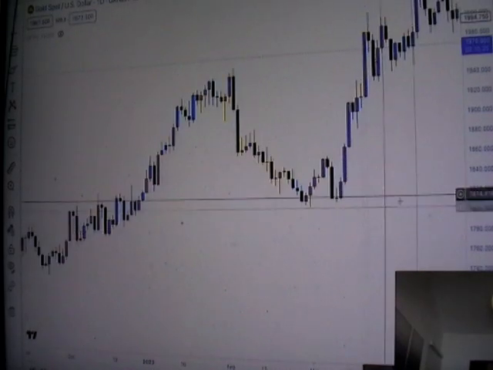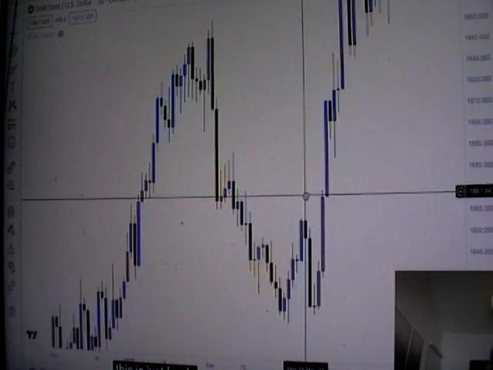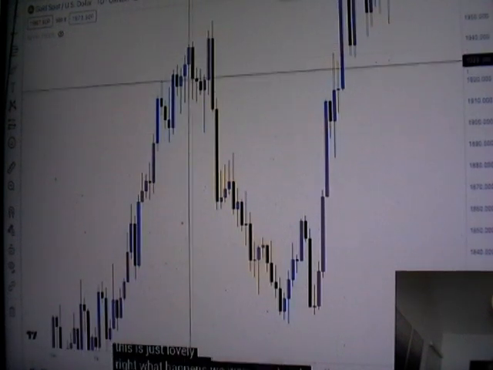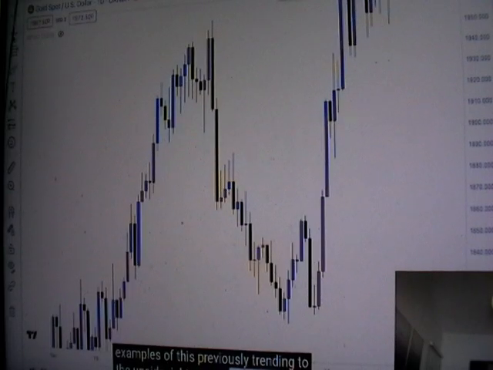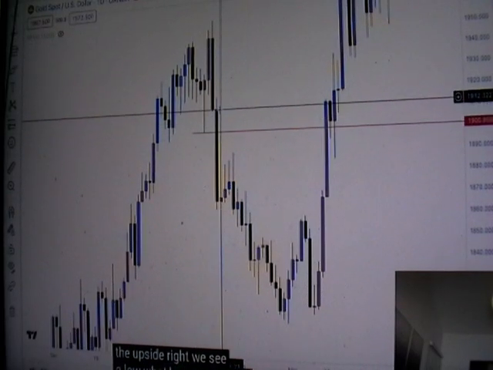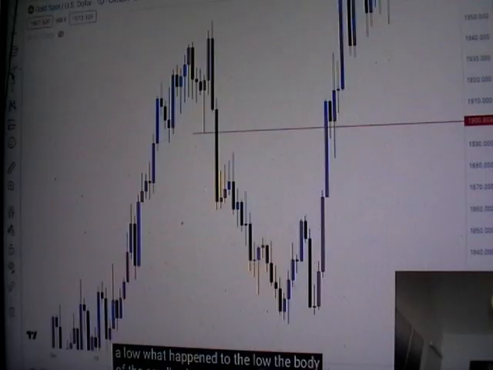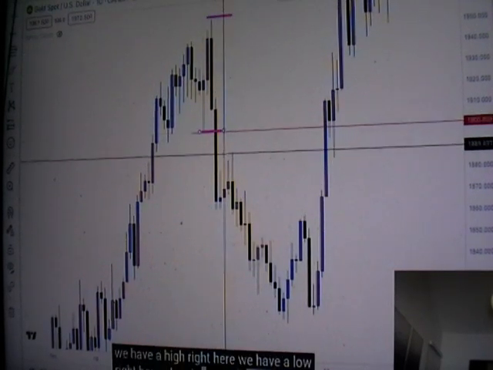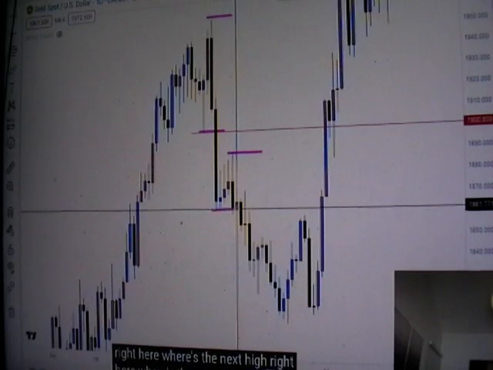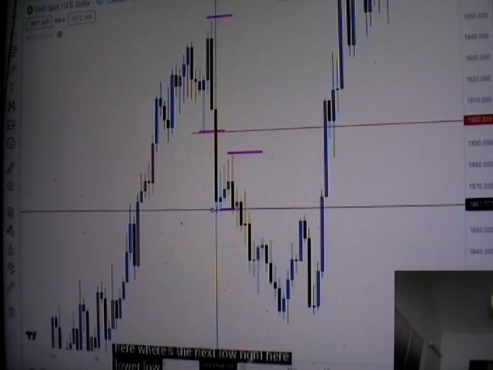Now let's try and find a break of structure to the downside. This is just lovely, right? What happens? We were previously trending up. This gives us two perfect examples of this. Previously trending to the upside, right? We see a low. What happened to the low? The body of the candle closed below it. What happened to the trend? It shifted, right? We have a high right here. We have a low right here. Where's the next high? Right here. Where's the next low? Right here. Lower low, lower high.